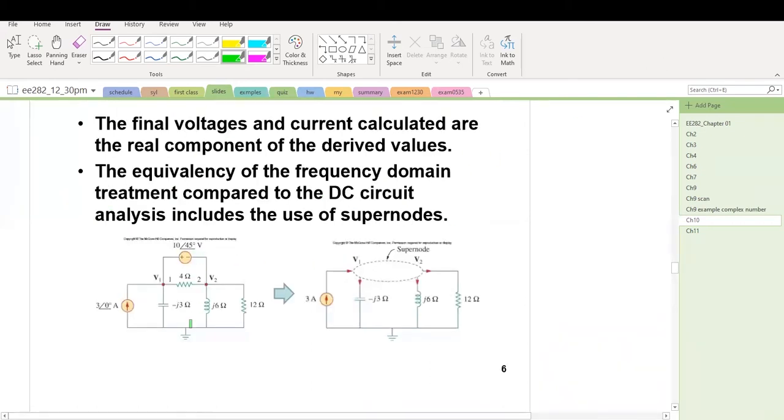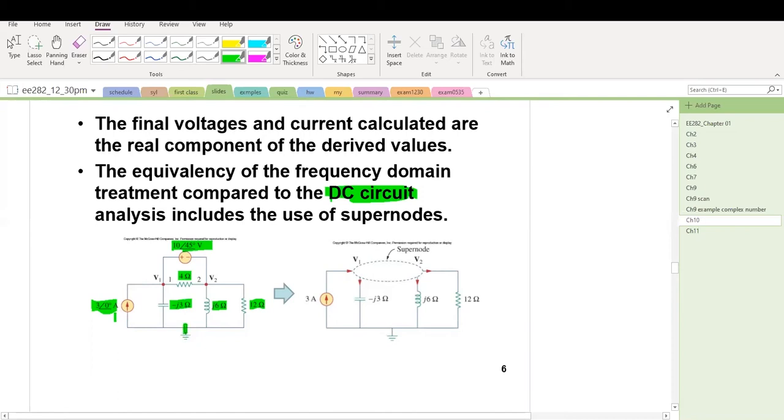Let's look at an example of nodal analysis. In nodal analysis, the same principle in the DC circuit applies to the frequency domain or phasor domain. So first of all, we transfer everything into phasor domain. Here, everything is already in phasor domain. Here, that's the current source, voltage source, and impedances. And we follow the same strategy.